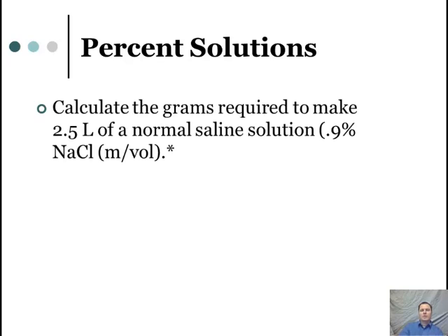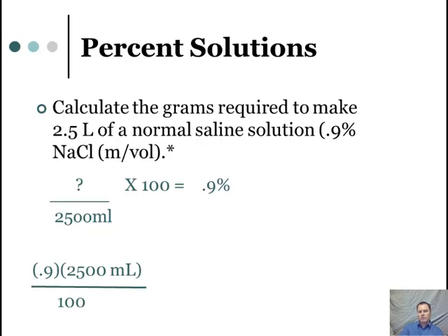Try this one on your own and come back and check it when you're done. Alright, once again, we're trying to find the grams, so we set it up the same and then rearrange our equation as such and end up with 22.5 grams of sodium chloride. Hopefully this is pretty easy for you guys and the rearranging of the algebra is not giving you any problems.